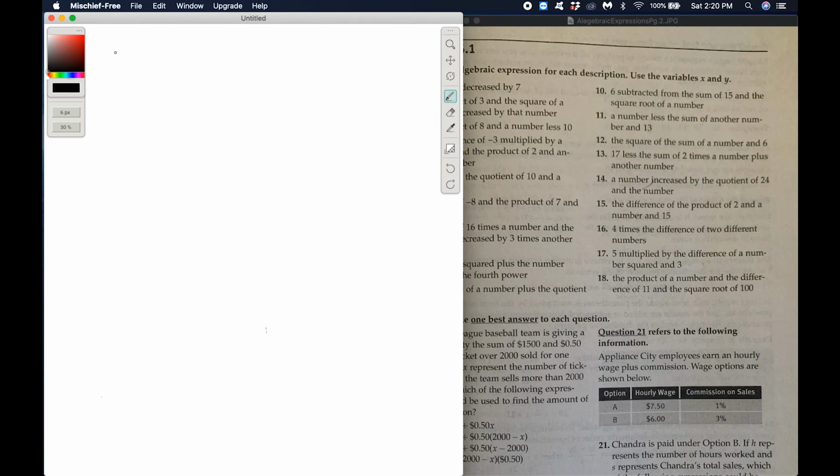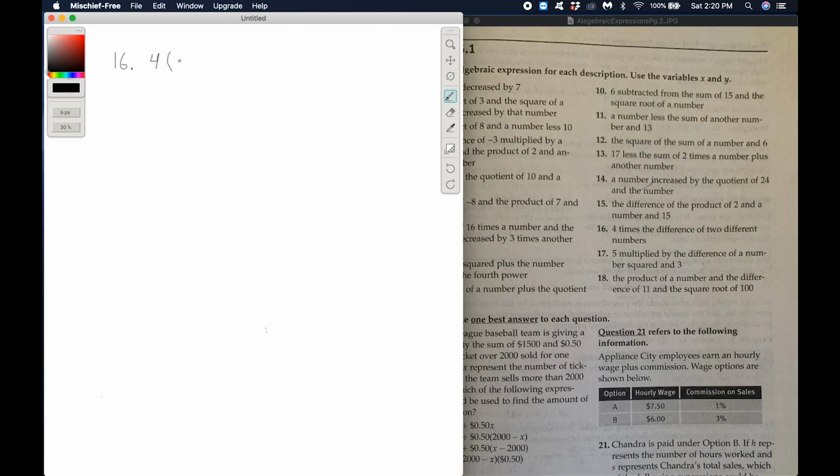Okay, now we are on number 16. 4 times the difference of 2 different numbers. 4 times, since we have parentheses, we know this is 4 times whatever is inside of here. So what was it? 4 times the difference of 2 different numbers.